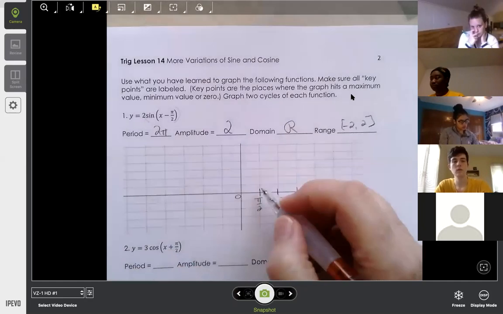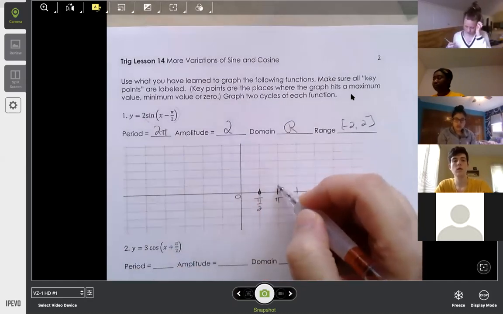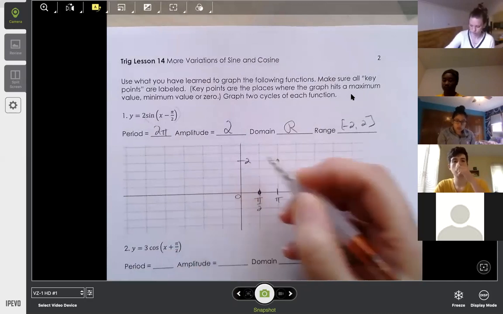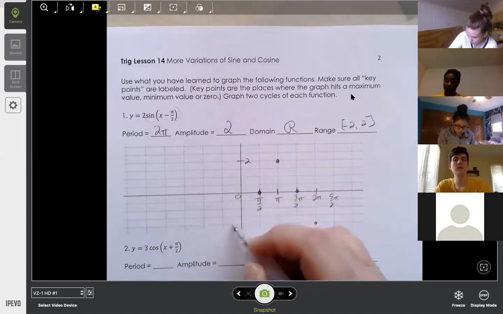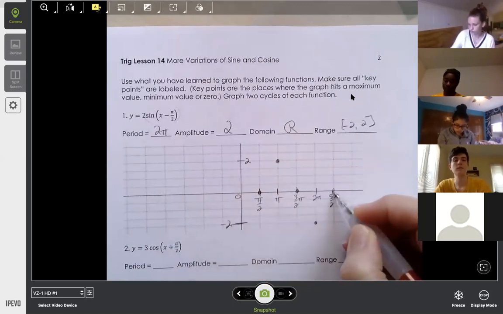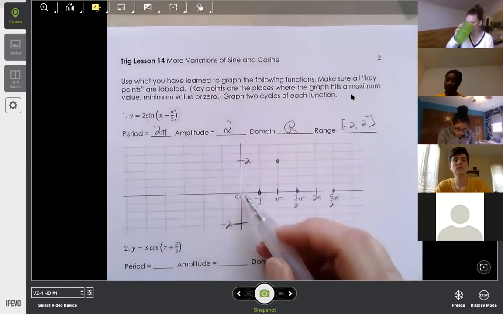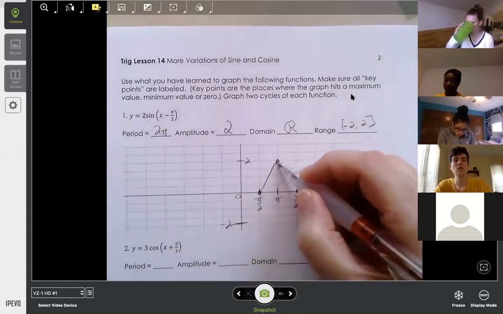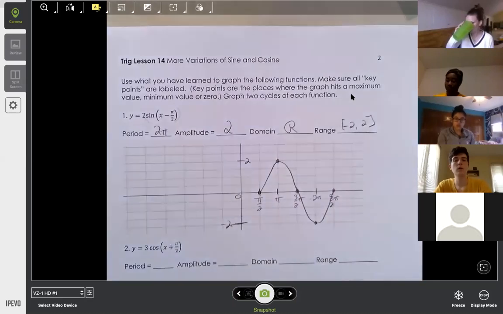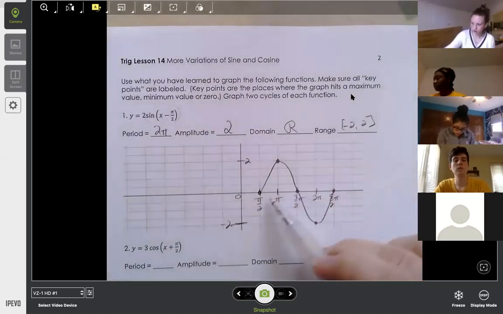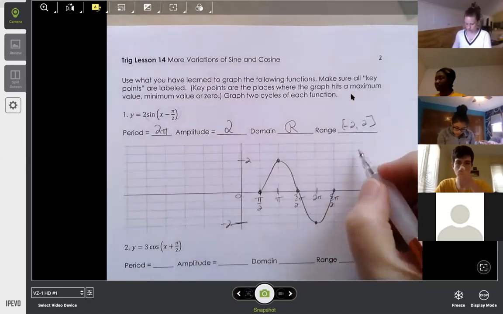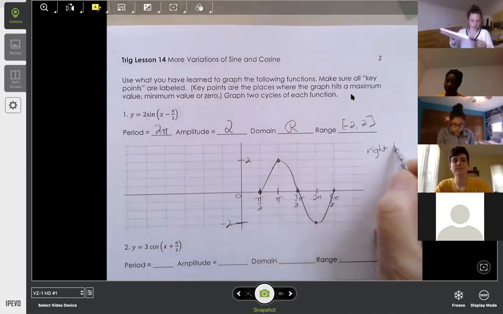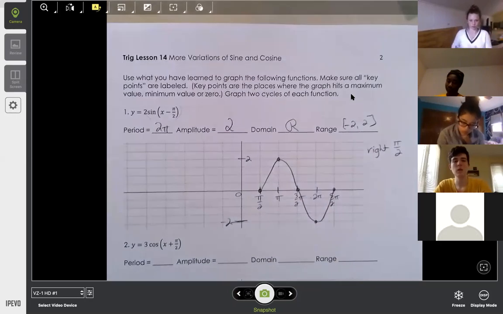So sine, I know, starts at 0. It's a high point, I'm going to call that 2. Hits 0. It's a low point, I'm going to call this -2 down here. And then back at 0. So I'm not starting at 0, I'm just starting at pi over 2. So I can sketch it in. I still want you to mark those 5 key points. So it shifted. We went right pi over 2. That's what we call the transformation.